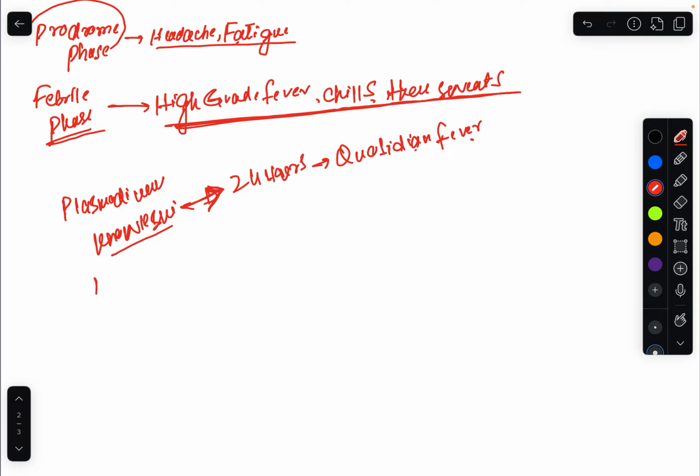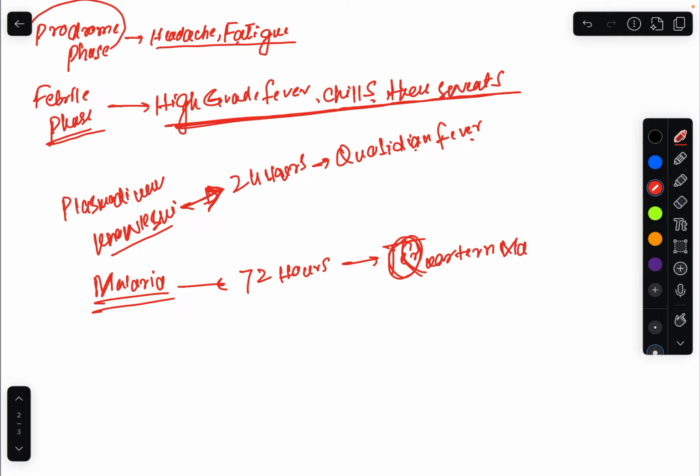If it's Plasmodium malariae, then the fever will occur every 72 hours, and this is known as quartan malaria. And if it's ovale and vivax, then fever occurs every 48 hours, and this is known as tertian malaria.